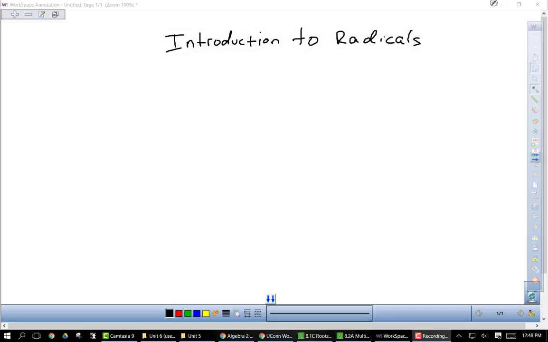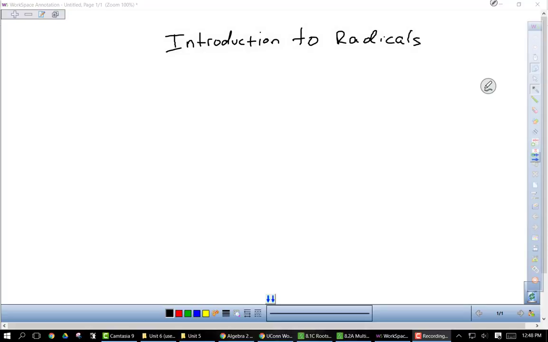All right, we're going to talk about introduction to radicals. We know a little bit about radicals from a different unit before, and what we're going to basically be doing in this particular section is going to be simplifying radicals, but with higher roots as well. So we'll get into some definitions, some examples, and kind of go through that way as well.